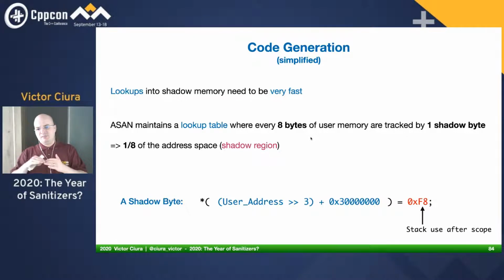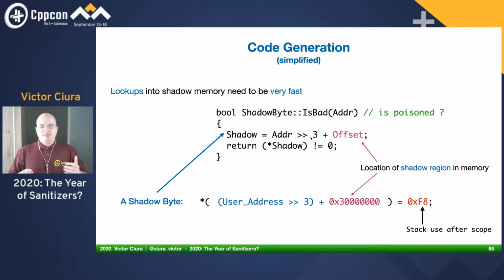And the calculation is fairly simple to translate this location into shadow memory. Basically, you divide the user address by 8, and you add some offset, and then you mark the shadow byte with some specific code indicating the problem that may arise when trying to access that poisoned location. A simplified function checking if a location is poisoned would be computing the address, basically dividing by 8, adding this offset, and checking for non-zero. So that offset is the location of the shadow region in memory, so where it starts. And this is the shadow byte that you have to check. So, a fairly simplified view, but more or less this is what happens.